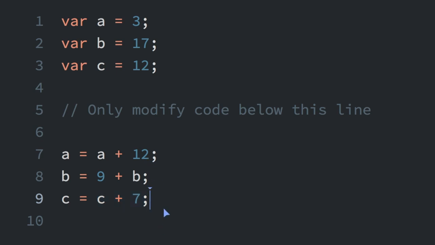This is such a common pattern that there's a shortcut to do the same thing. It's the plus equals operator. So instead of a equals a plus 12, we can do a plus equals 12. So this equals the same thing. So instead of b equals 9 plus b, we can do b plus equals 9. So now we're adding the value to the variable and assigning the answer to that variable. So again, here we can do plus equal 7. So that's just a shortcut.